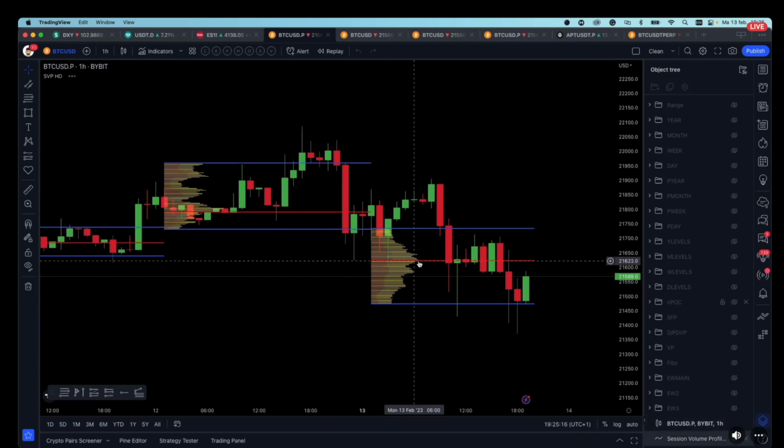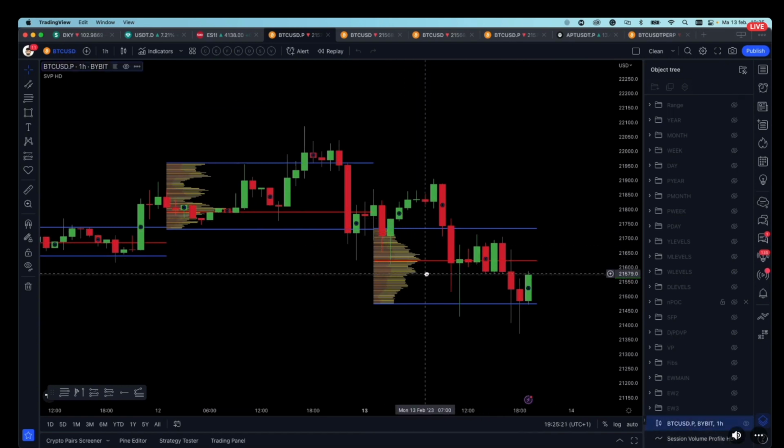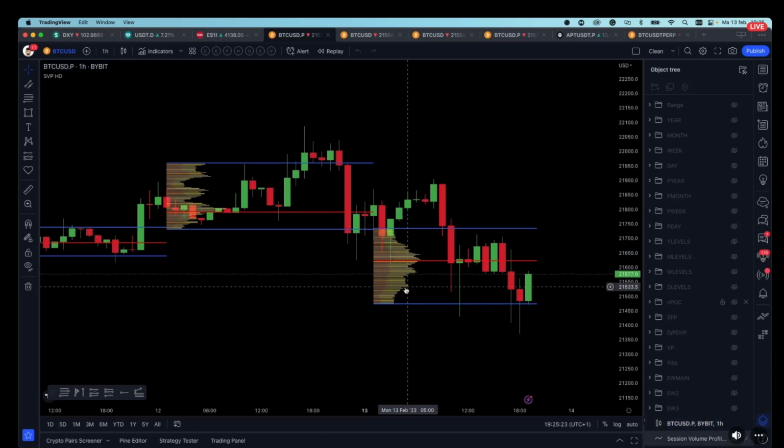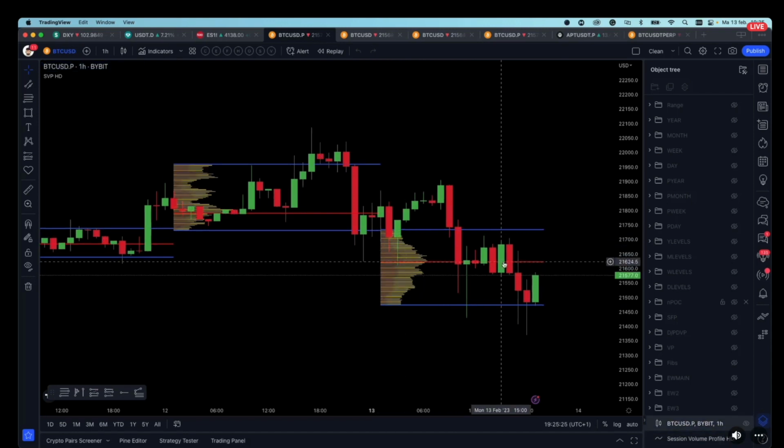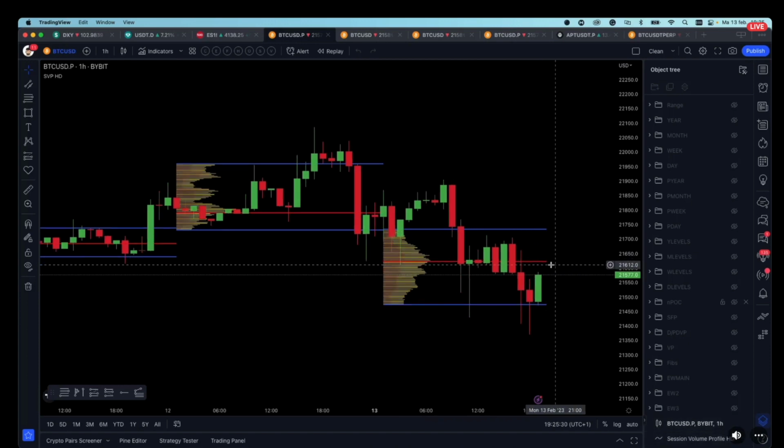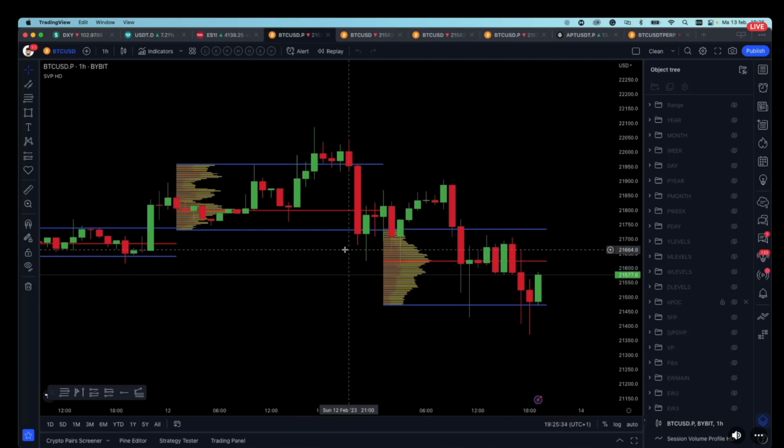So this is the volume profile. You can see that most volume was traded over here and lesser volume here and here. So this is basically your point of control. And the point of control of a given day is where most volume has traded that day.